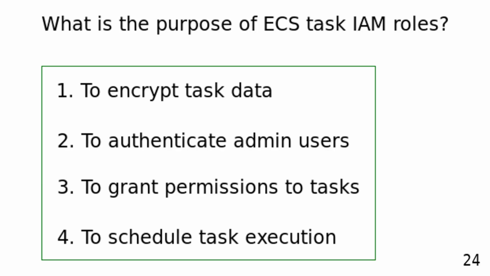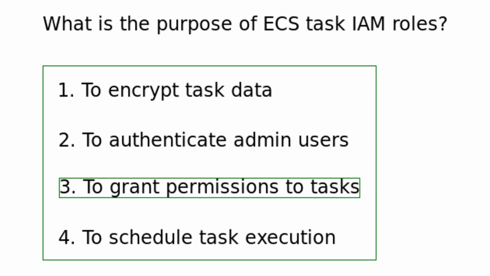What is the purpose of ECS Task IAM roles? To encrypt task data. To authenticate admin users. To grant permissions to tasks. To schedule task execution. ECS Task IAM roles grant specific permissions to tasks, allowing secure access to AWS resources.